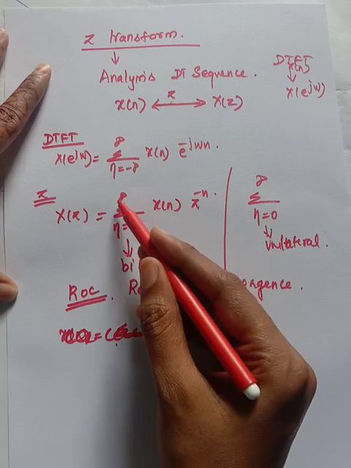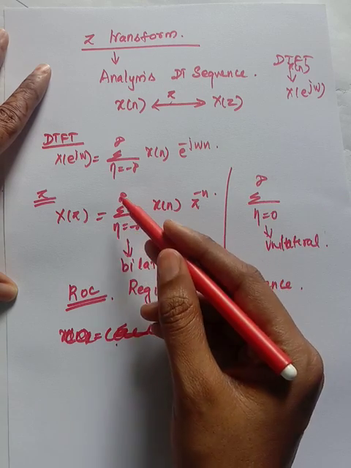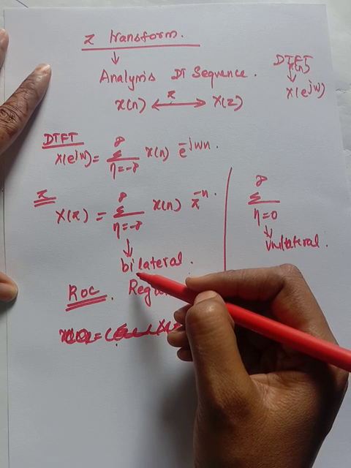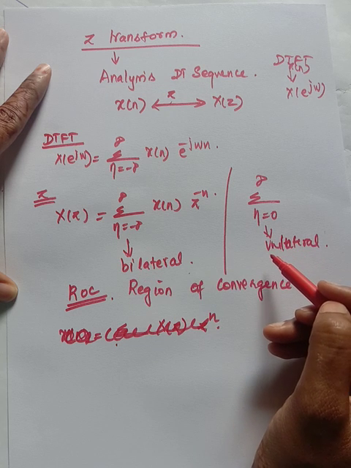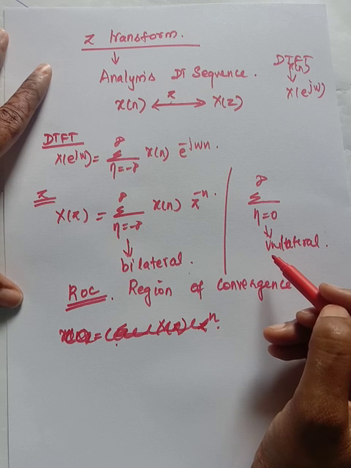If the Z transform is over both the negative and positive sides, it is said to be a bilateral transform. If it is only on one side, it is said to be a unilateral transform.